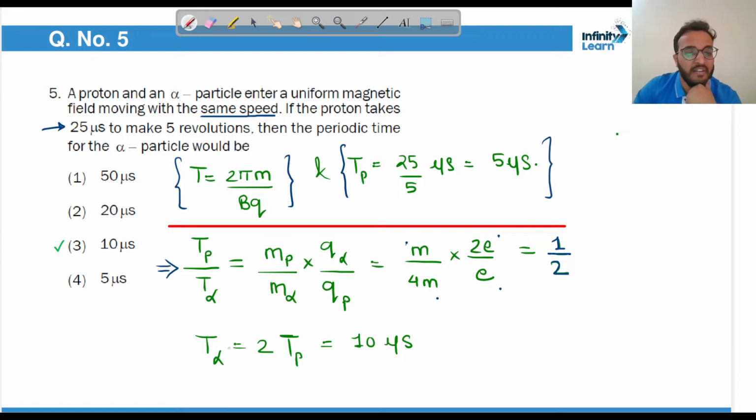Now we can say T alpha is 2 times Tp. Tp is 5 microseconds. 5 into 2 is what? 10 microseconds. So the answer is 10. Third option is correct.